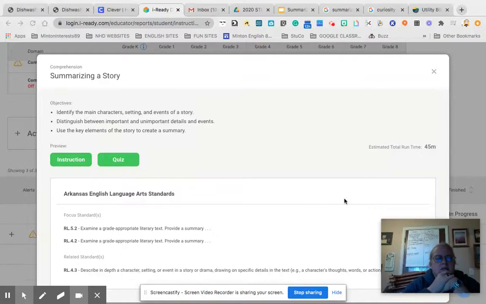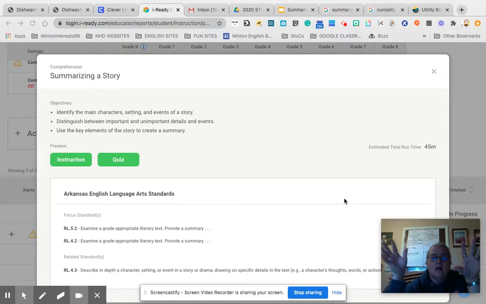Hey, this is Miss Minton, and I just wanted to talk to you briefly about summarizing a story. And we are looking at a literary text, so that's fiction. The objectives to summarize a story are identifying the main characters, setting, and events of a story. You have to be able to distinguish between what's important and what's not important in the story, unimportant details and events, and then use those key elements of a story to create the summary.